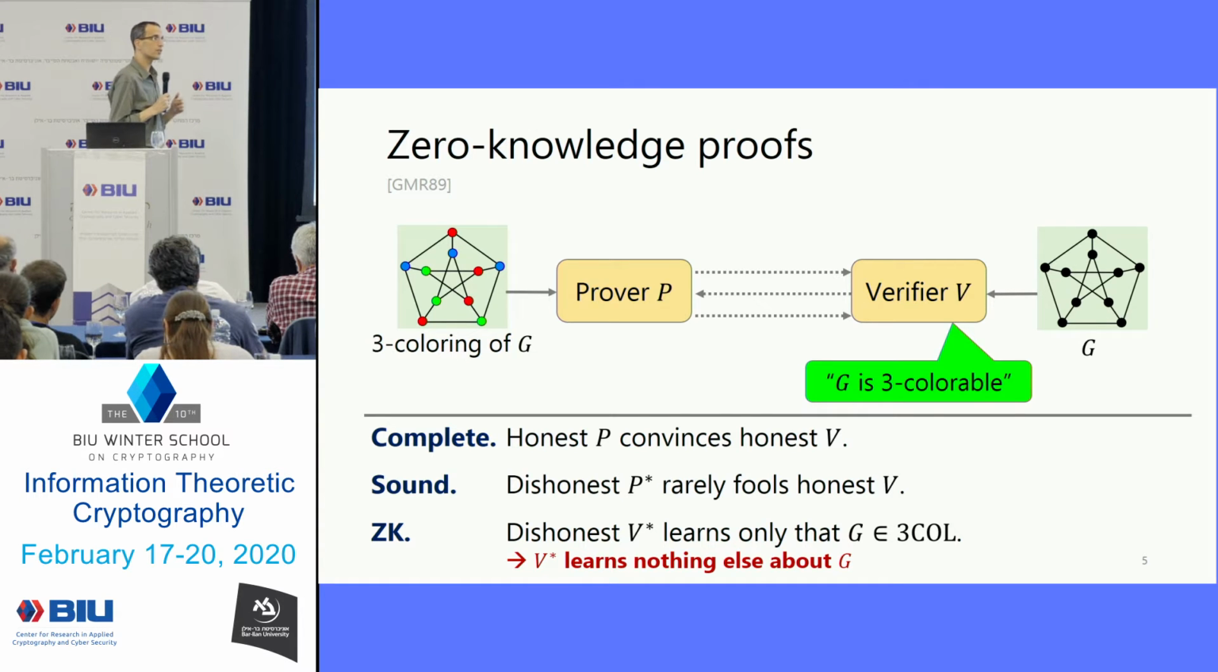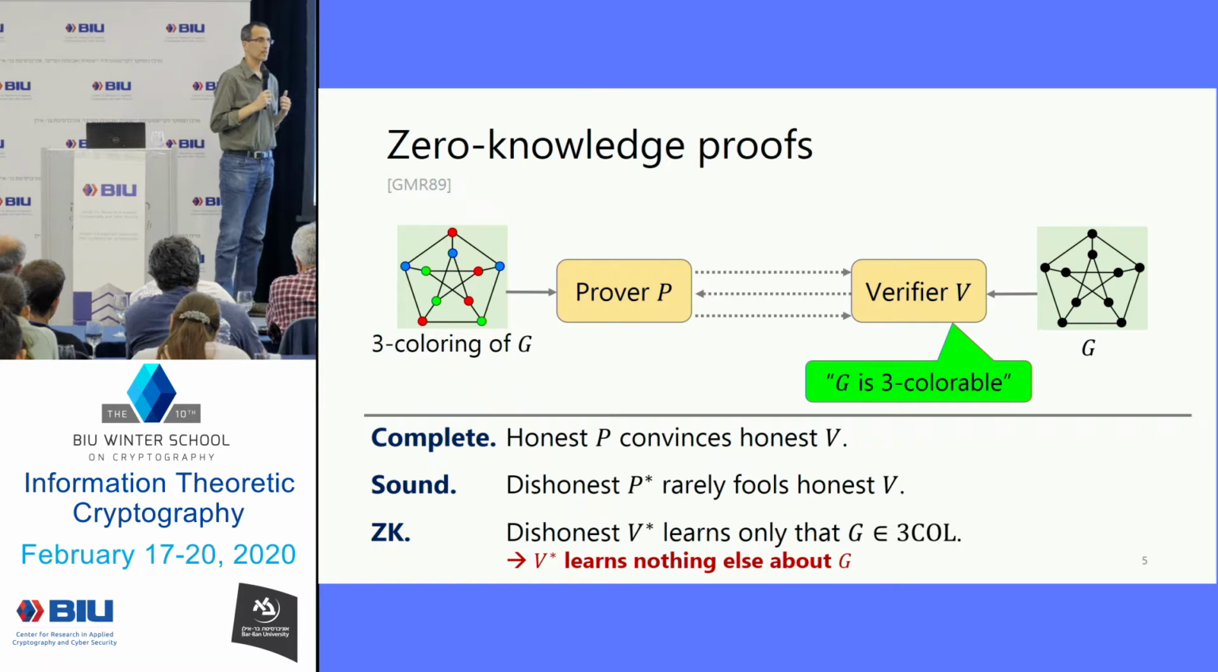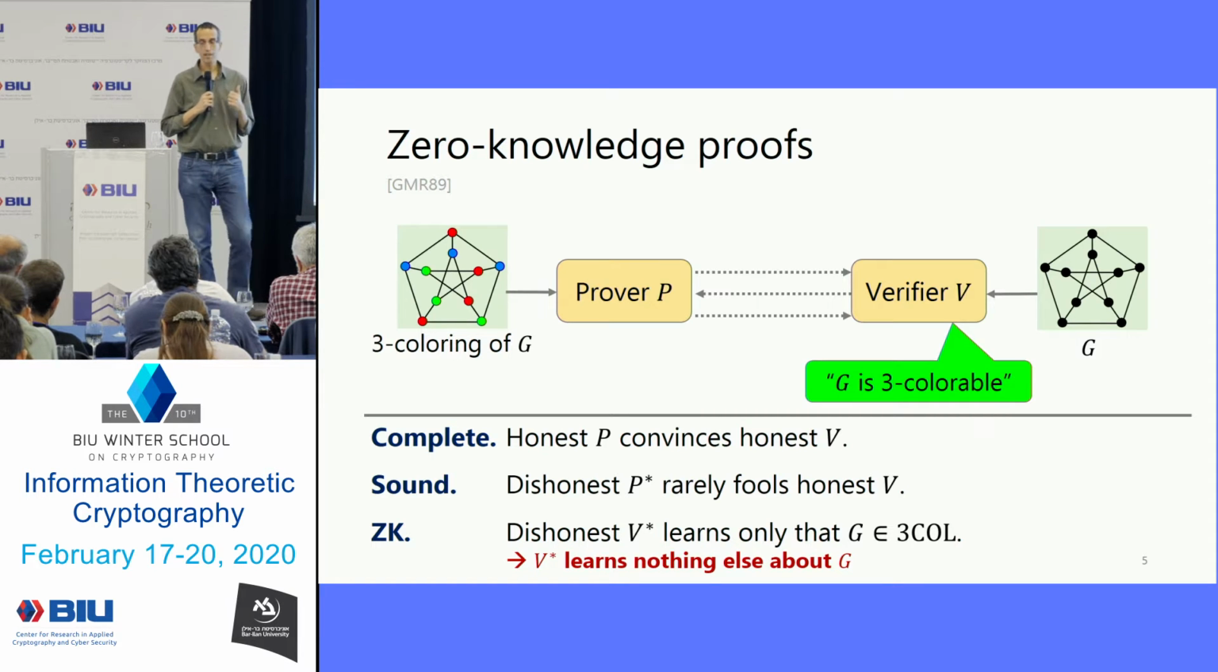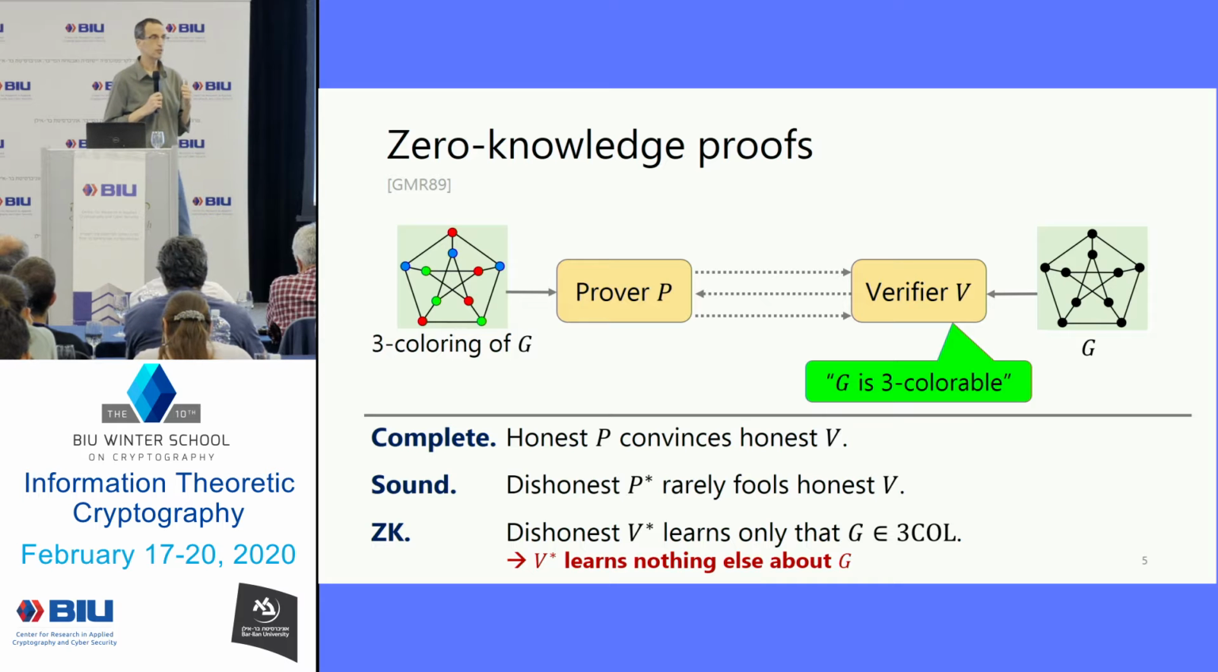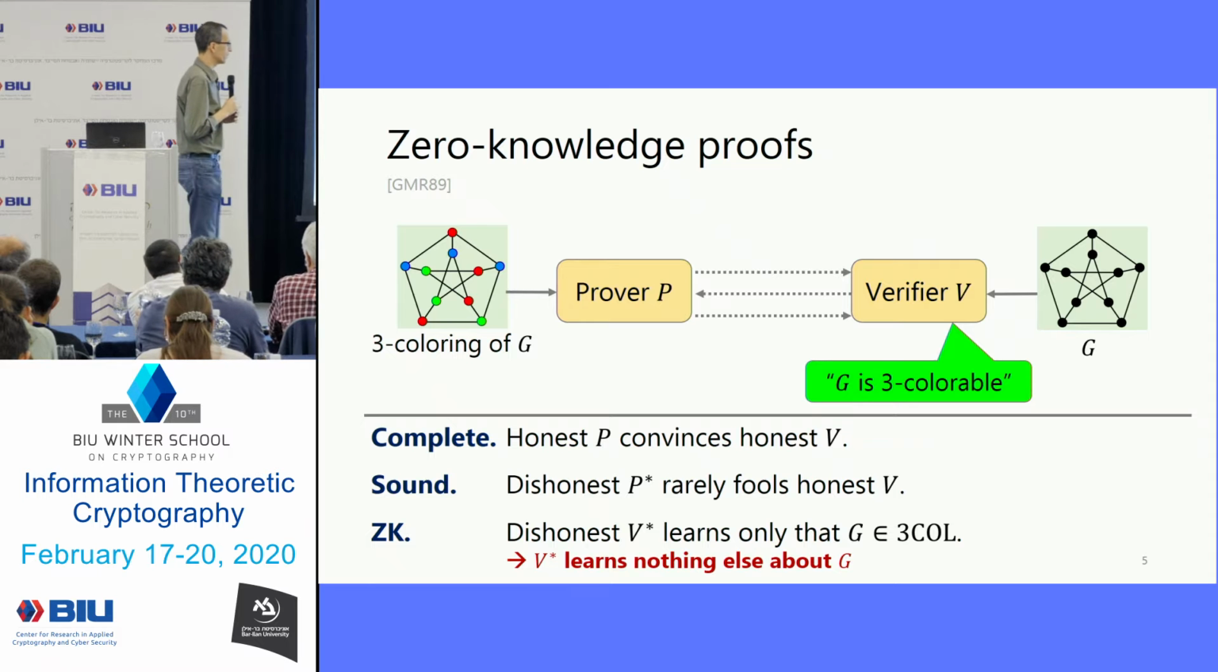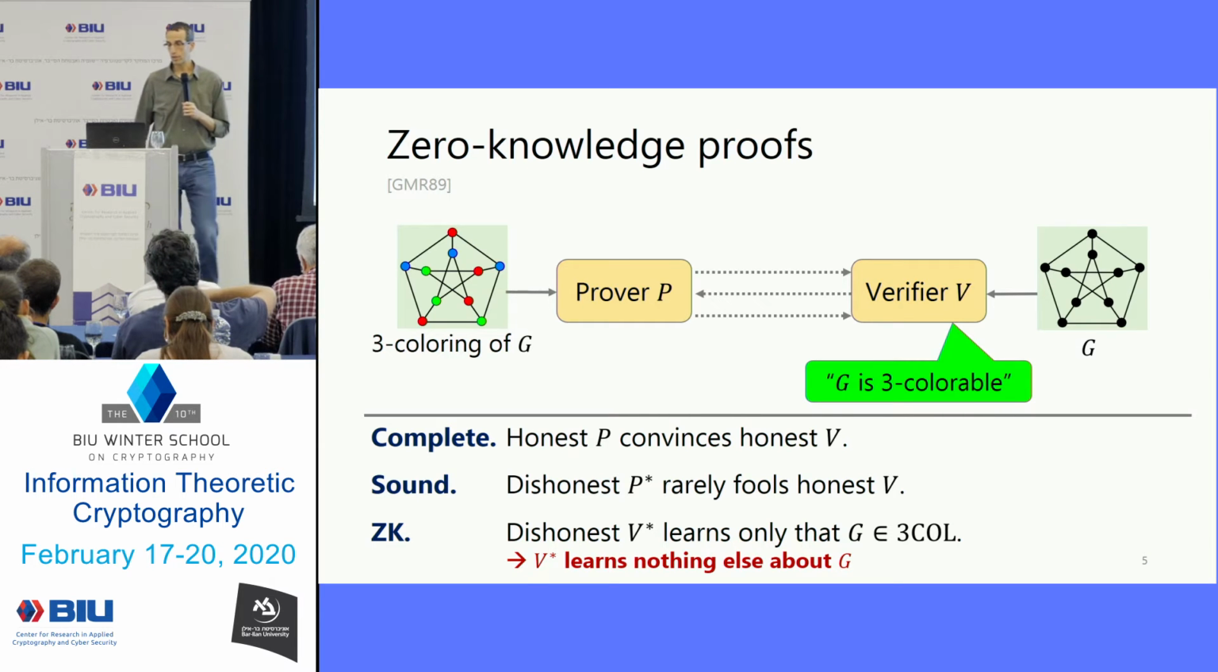And the third property is to prevent V from cheating. Even if V is dishonest, the only thing it learns is that G is three-colorable or not. It doesn't gain any other information on G or anything else. So that's zero knowledge. That's the idea.